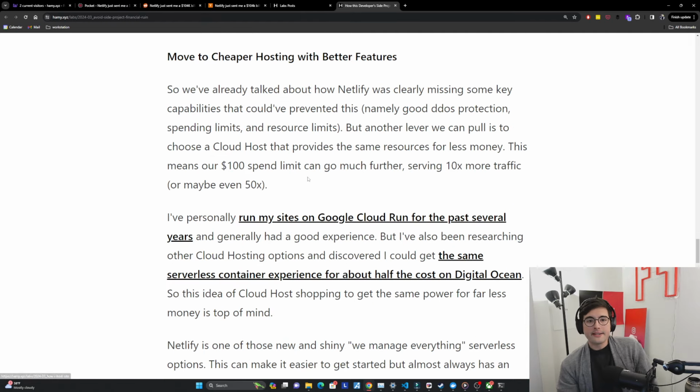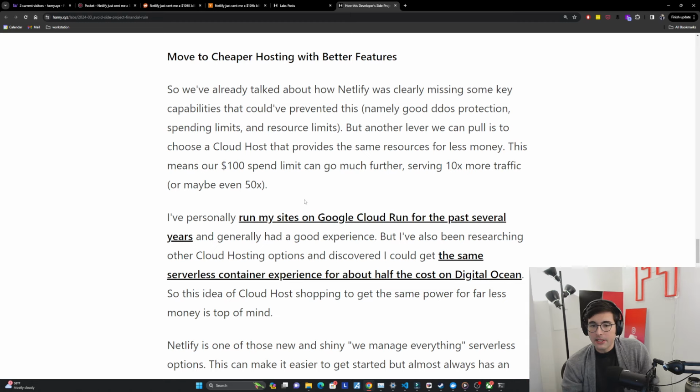Okay, the next thing to consider is to move to cheaper hosting with better features. And so we've already talked about how Netlify was clearly missing some key capabilities that could have prevented this, namely good DDoS protection, spending limits, and resource limits. But another lever we can pull is to choose a cloud host that provides the same resources for less money. This means our $100 spend limit can go much further, serving 10x more traffic, or maybe even 50x. Or by that same token, we could say our $100,000 bill for some resources could be reduced by 50 times.